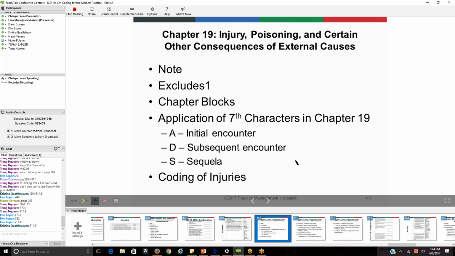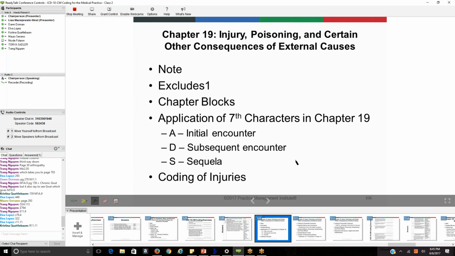Then you have your burns and corrosions. Be aware that burns and corrosions are now separated out in ICD-10 where they were not in ICD-9. Burns are lesions that are due to heat or cold. Corrosions are burns essentially that are due to chemicals. So corrosions are chemical burns.